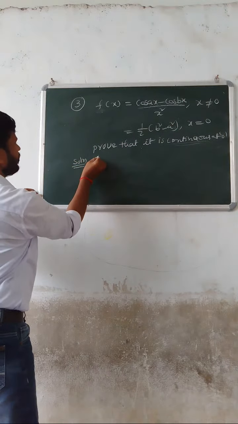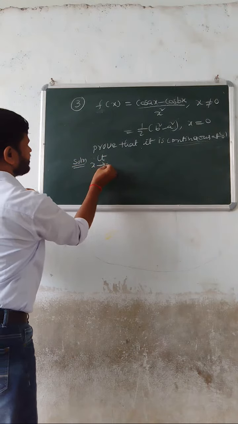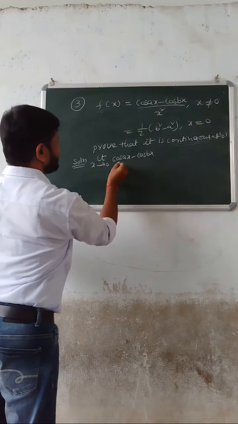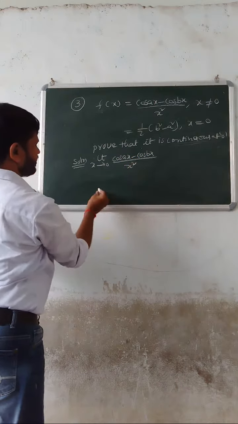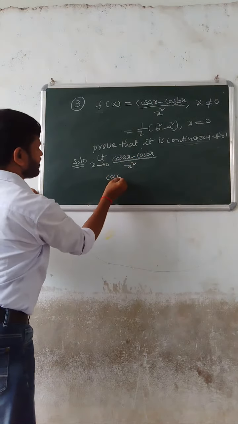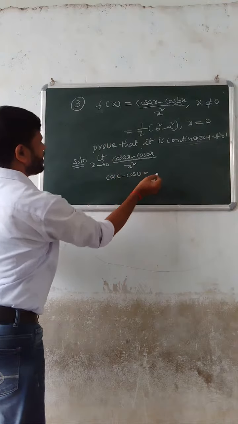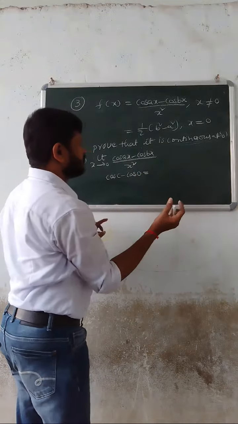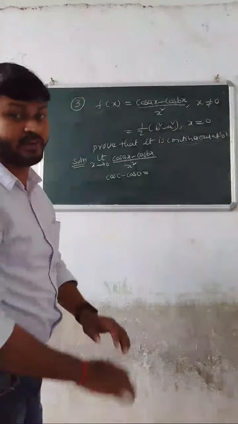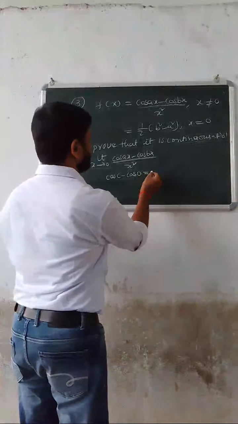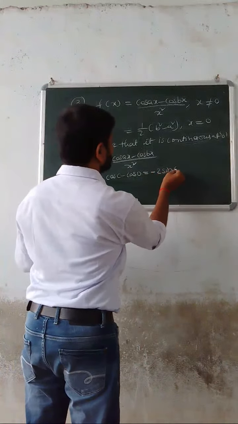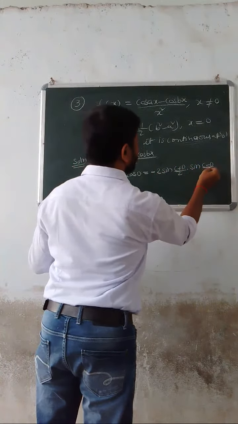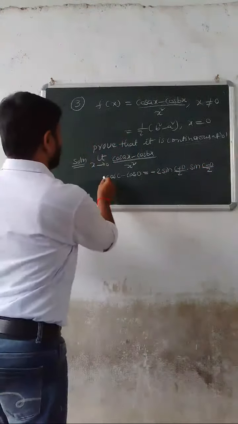It is a very, very important question. Limit x tends to 0, (cos ax - cos bx)/x². Just see this. The trigonometric formula is there: cos C minus cos D. That is the only important formula in this sum. What is cos C minus cos D? Minus 2 sin((C+D)/2) sin((C-D)/2). That is the formula.